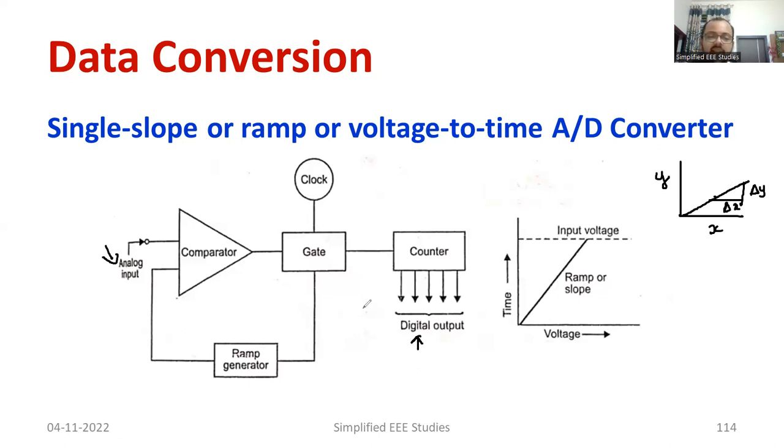Similarly, another important thing is called a ramp generator. The function of a ramp generator is to produce the ramp signal. So this is one example of a ramp signal, with y axis and x axis. This is actually called a ramp. Understood? Okay.